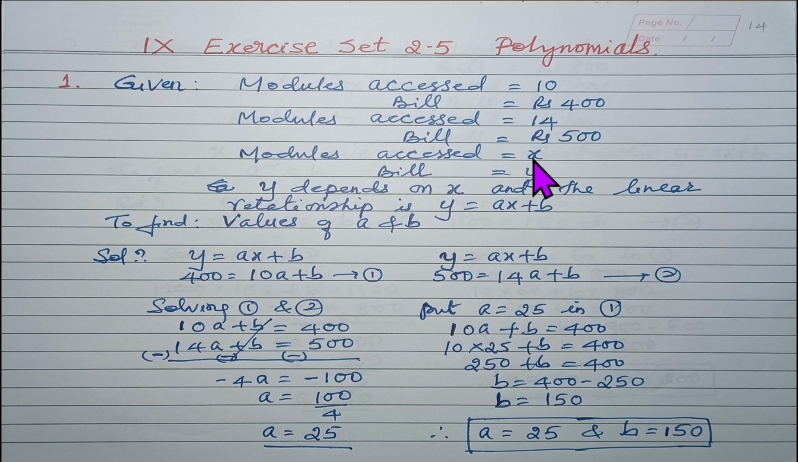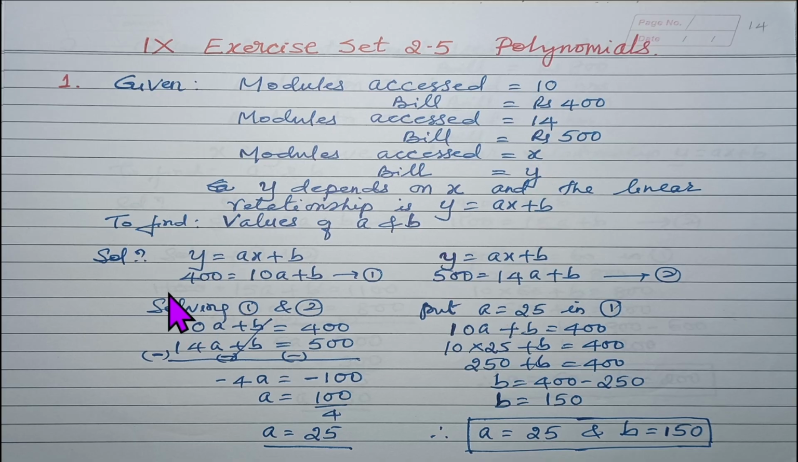That means x and y have a linear relationship, and we can express this linear relationship by the linear equation y is equal to ax plus b. Now the question asked here is to find the values of a and b. We have to establish the linear relationship between x and y and find the values of a and b. Now to find the values of a and b, there are two unknowns. We require two equations, and therefore we have got two pieces of information here.